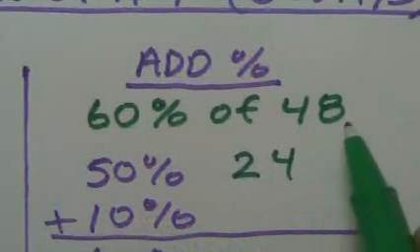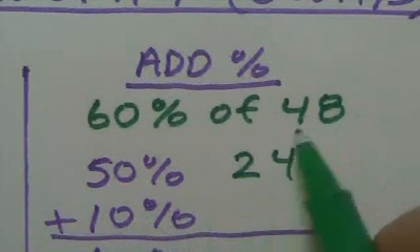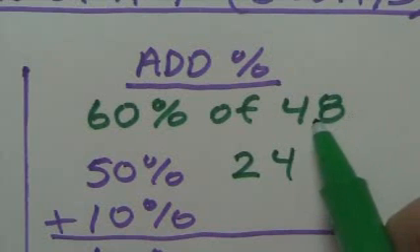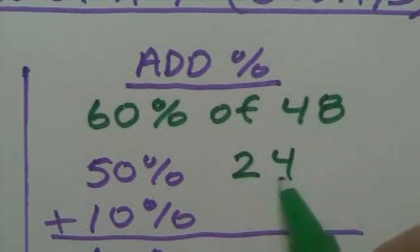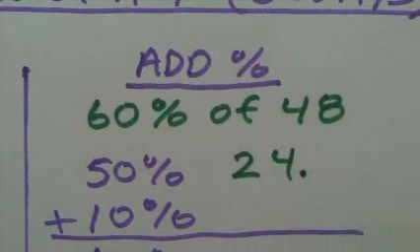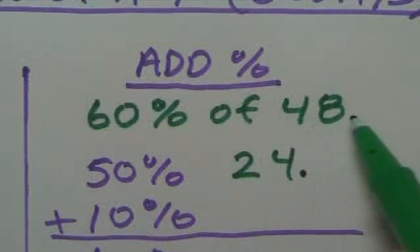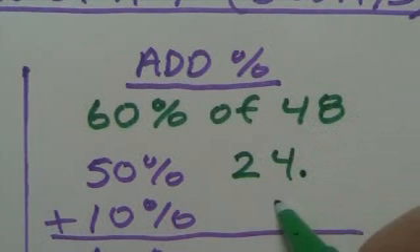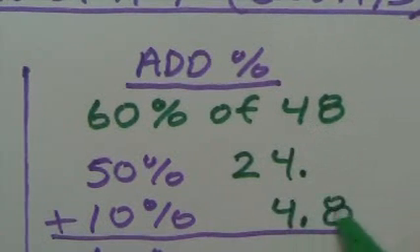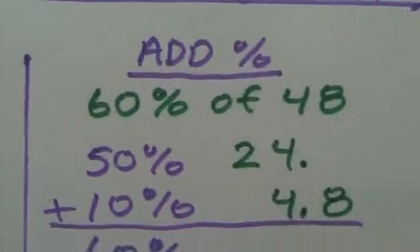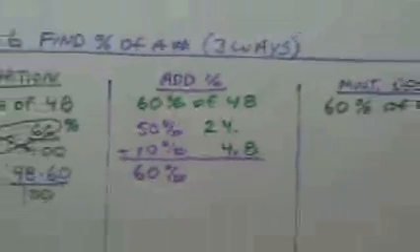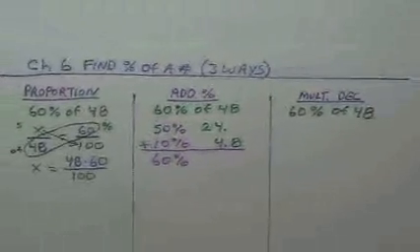Next, let's find 10% of 48. To find 10% of 48, I move the decimal 1 space. Now remember, the decimal on the 48 is right there. You move it over 1 space, now it's 4.8. Okay, so that's how we would set up using adding percentage.